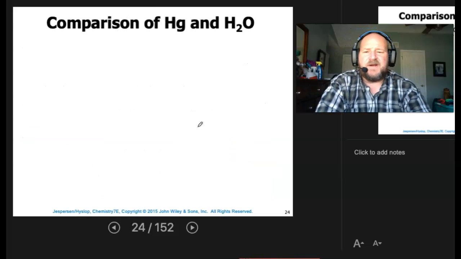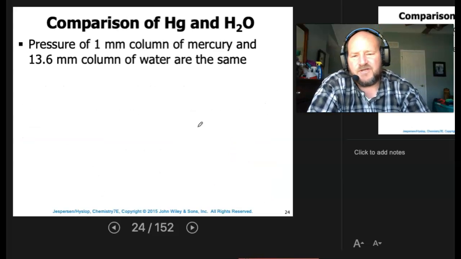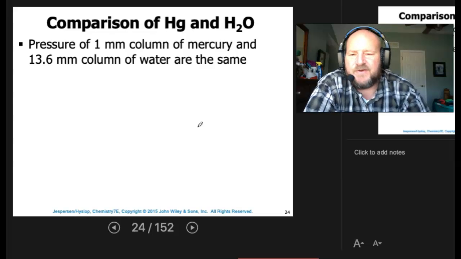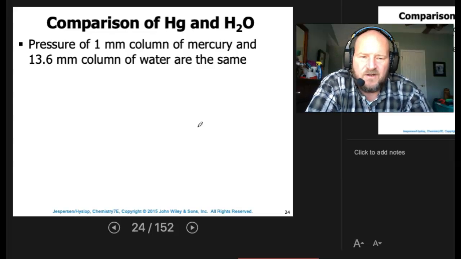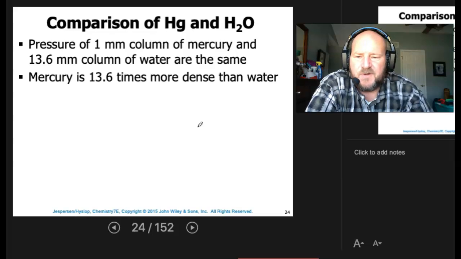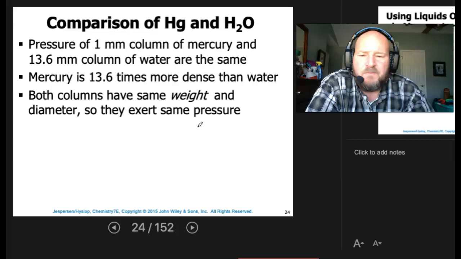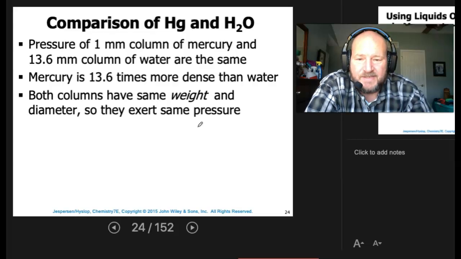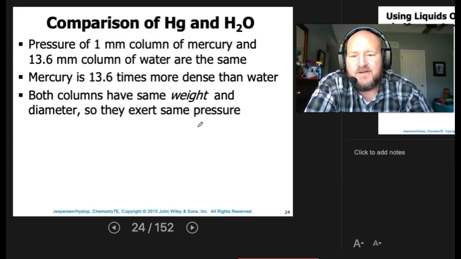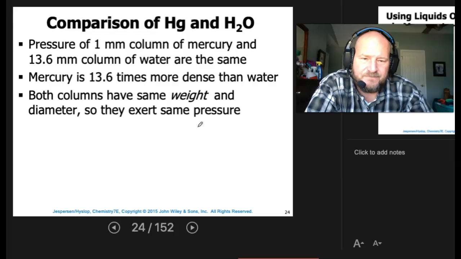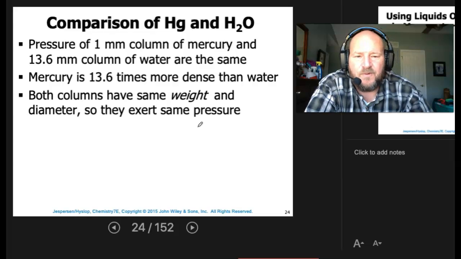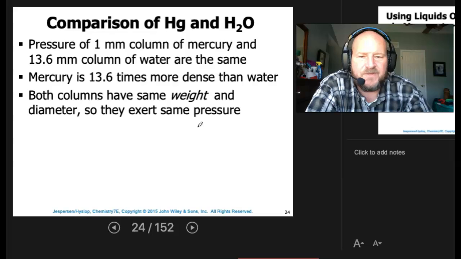All right, so comparison of mercury and water. The pressure of 1 millimeter column of mercury and 13.6 millimeters column of water are the same. So mercury is 13.6 times more dense than water. Both columns have the same weight and diameter, so they exert the same pressure. Okay, so it's only the water and the mercury that are being compared.